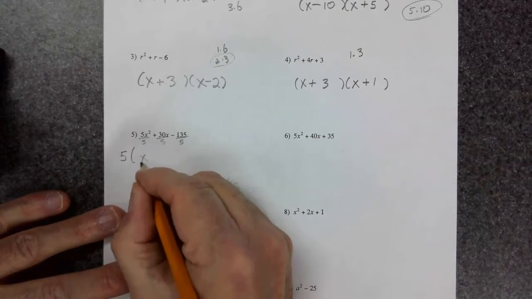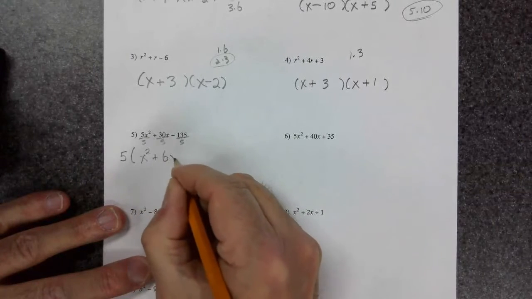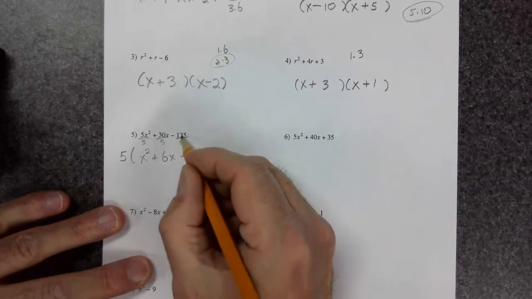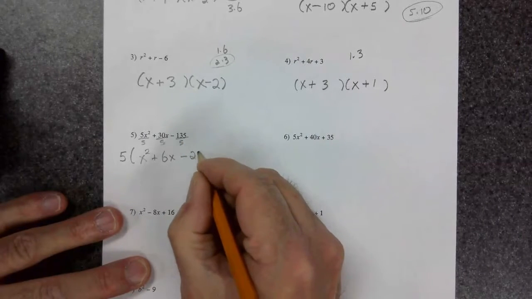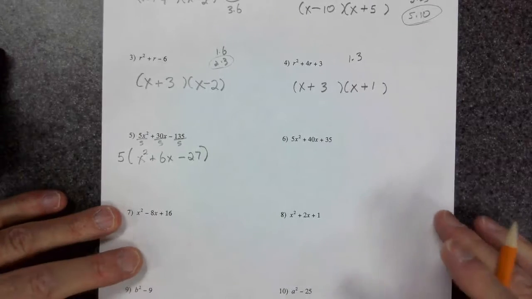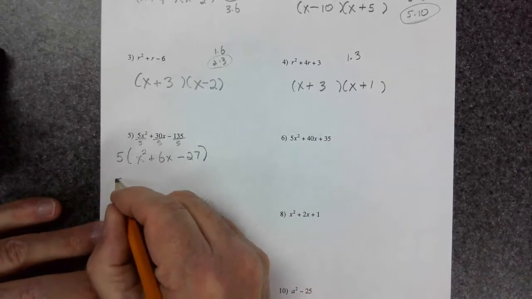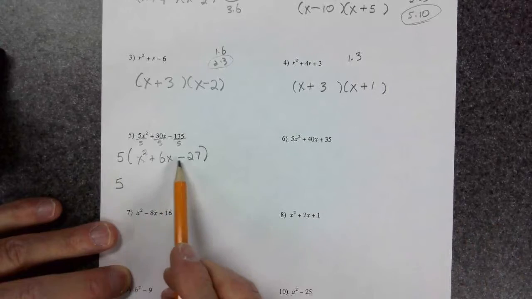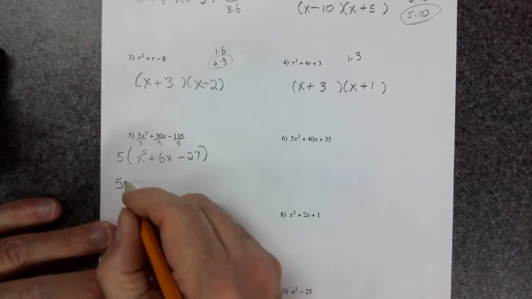All right, this becomes x squared plus 6x minus 27. All right. Now I can factor this. Don't forget the 5. But this one right here, we can go right for the answer now because there's nothing in front of the x squared.